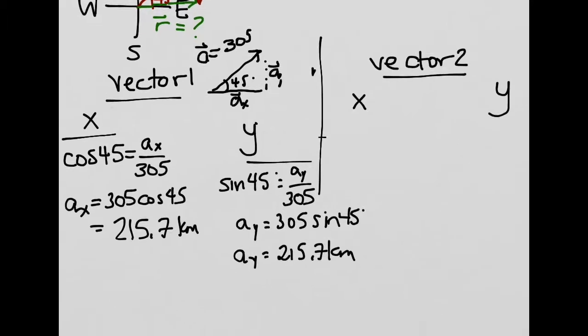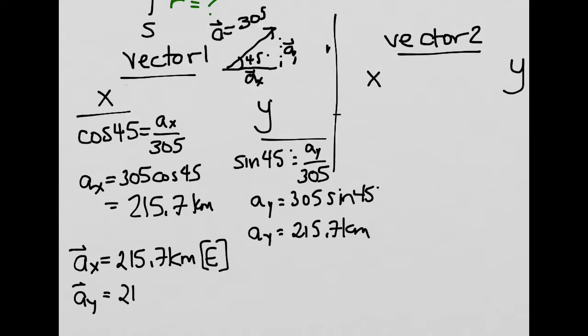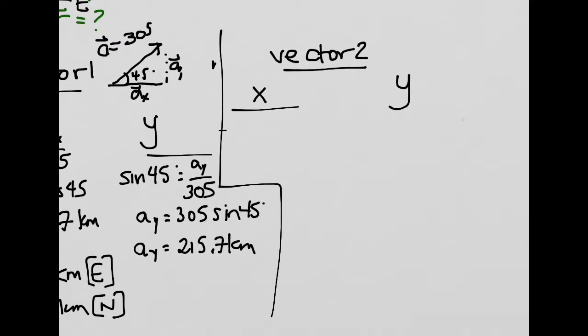Okay, so the x and y components of the first vector are the following: 215.7 kilometers in the east direction, and then Ay is the same number, same units, in the north direction. So now we can move on to vector 2.